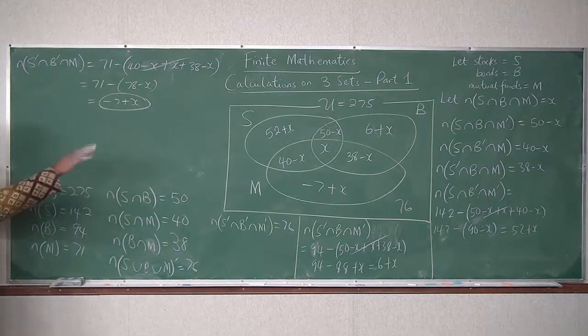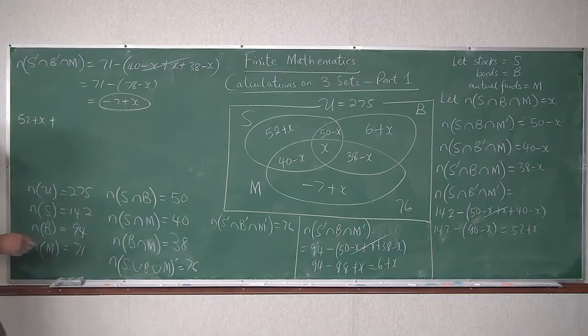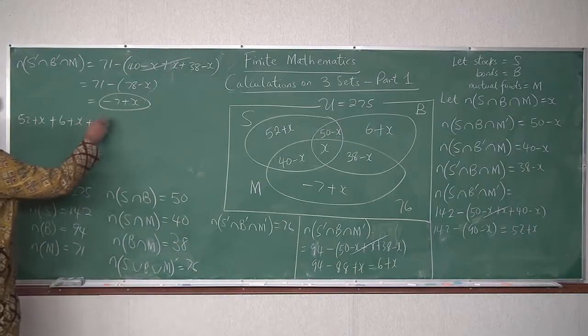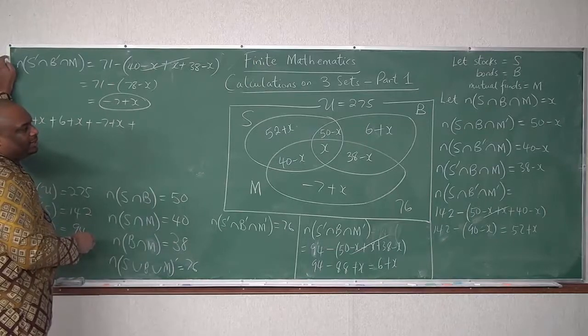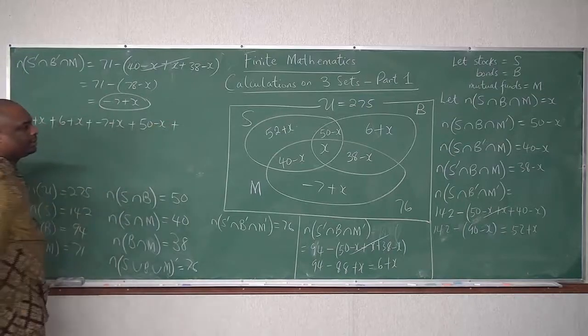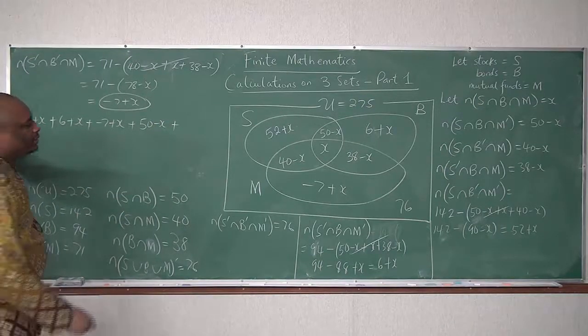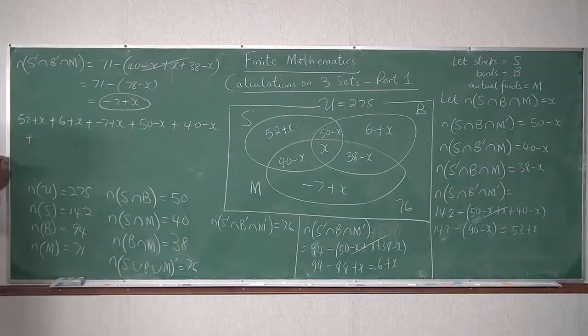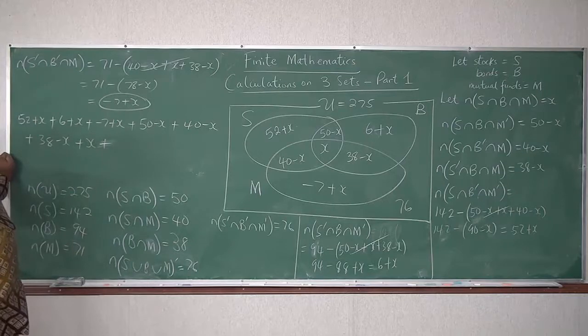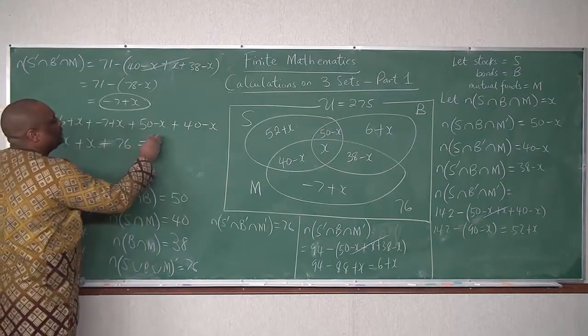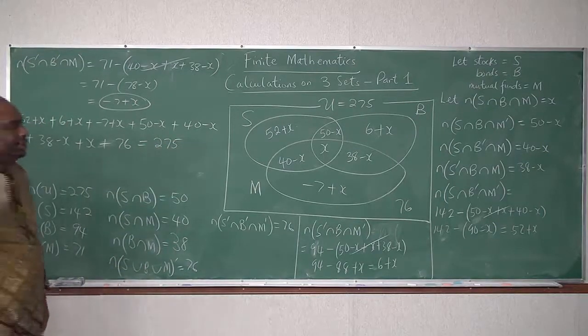Those that invested in stocks only, 52 plus x, plus those that invested in bonds only, 6 plus x, plus those that invested in mutual funds only, minus 7 plus x, plus those that invested in stocks and bonds only, 50 minus x, plus those that invested in stocks and mutual funds only, 40 minus x, plus those that invested in bonds and mutual funds only, 38 minus x, plus those that invested in all three investments, x, plus those that invested in some other investments, 76, equal to the total number of investors, 275. Count it so you don't make a mistake.